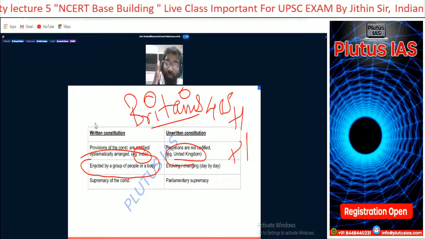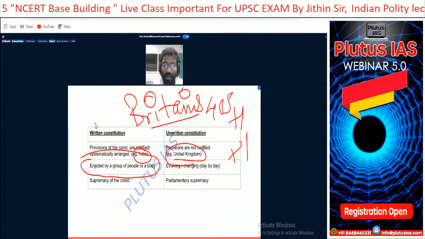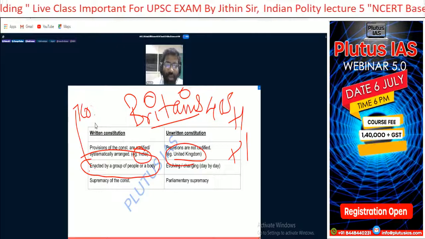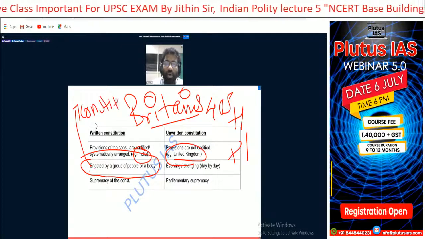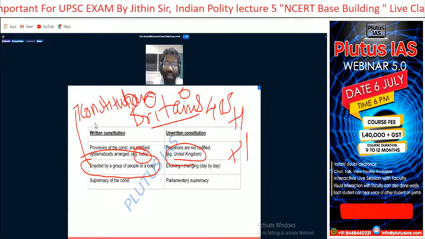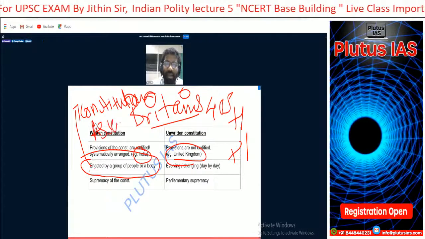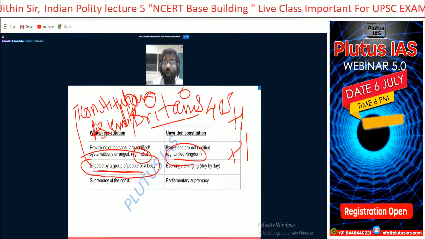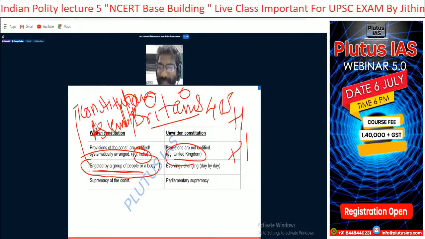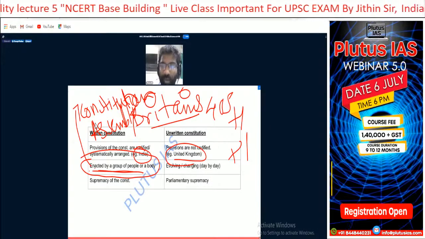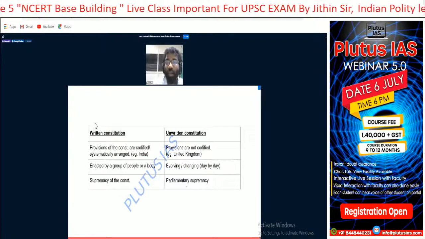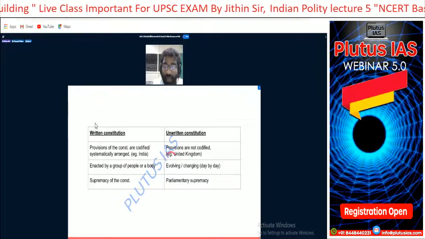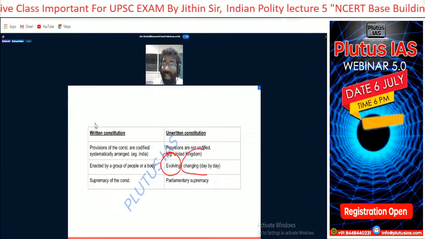Very good. So the Constituent Assembly made the Constitution of India. So the group of people or body here is the Constituent Assembly. Clear? Yes, sir. Okay. Now, whereas in the case of an unwritten constitution, it is evolving or changing day by day.